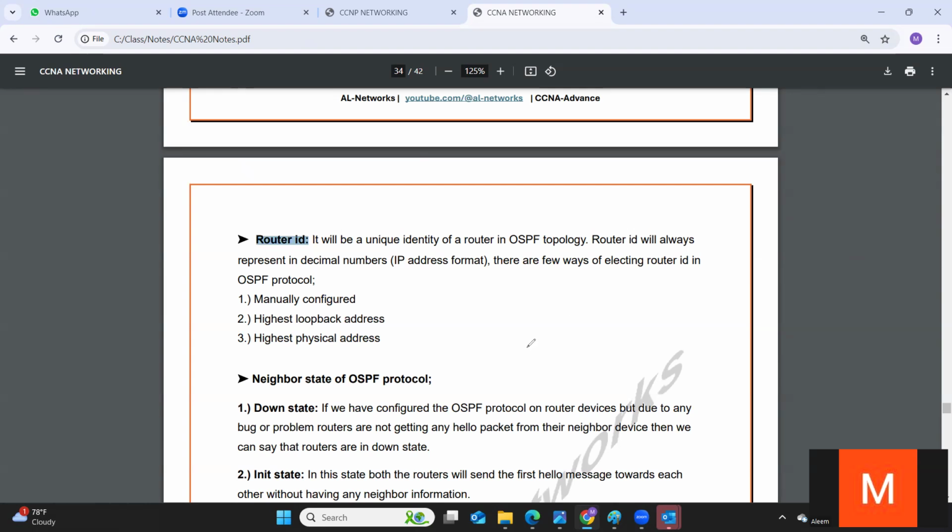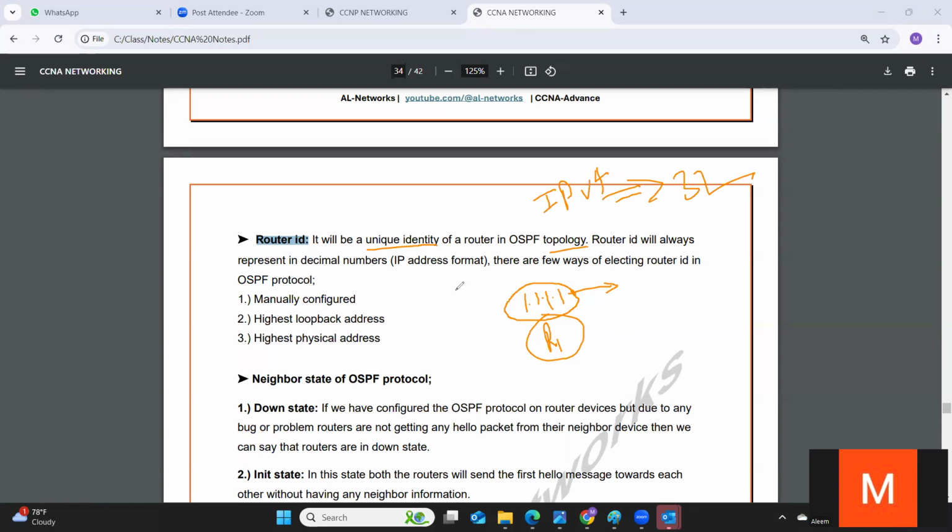Every router, say this is router R1. If you are configuring it and giving it a name like 1.1.1.1, in the OSPF topology this is the name by which it is considered as that router. It is a kind of name in a unique IP address format, IPv4 format, a 32-bit format. The router ID is unique, a name for that router. So in the OSPF topology it will be considered as that router's name. The router ID is always represented in decimal number and IP address format.